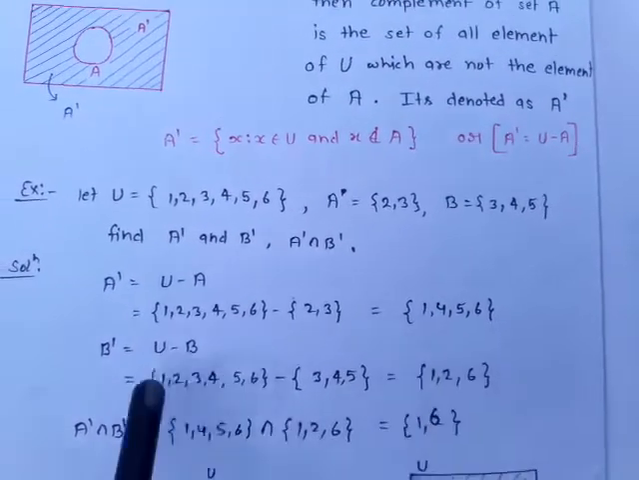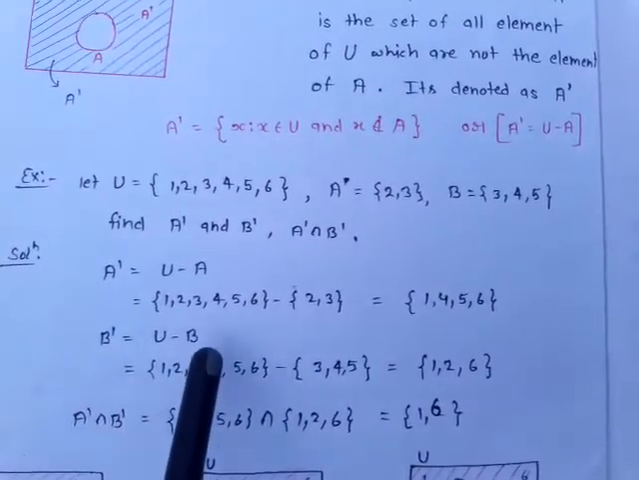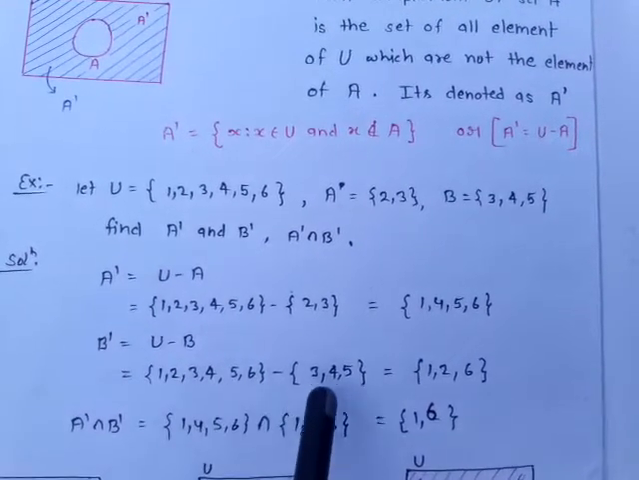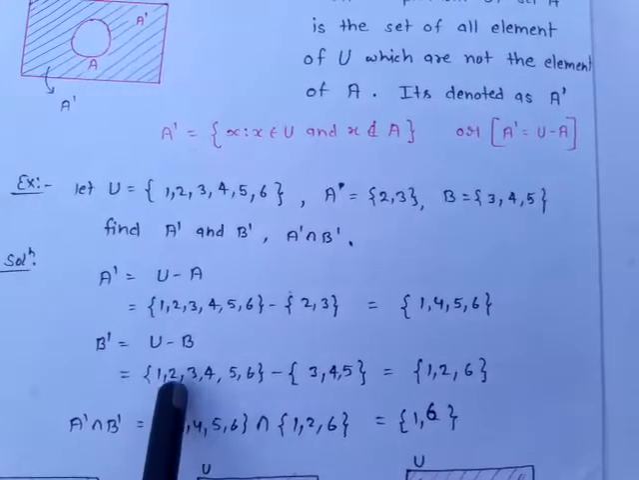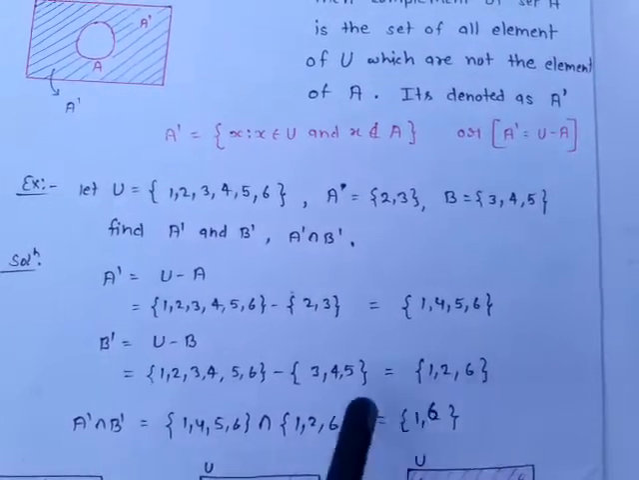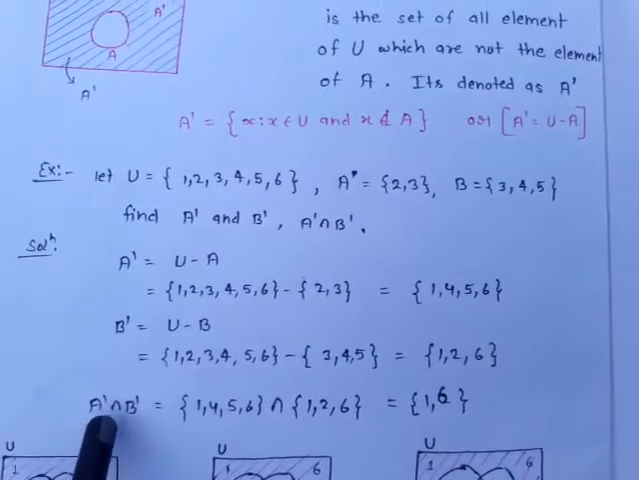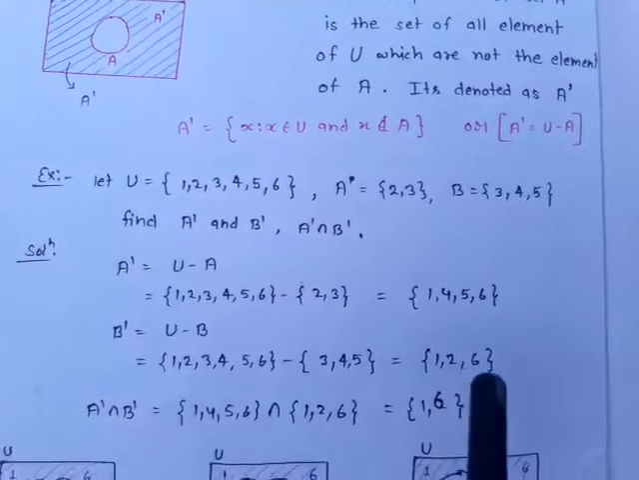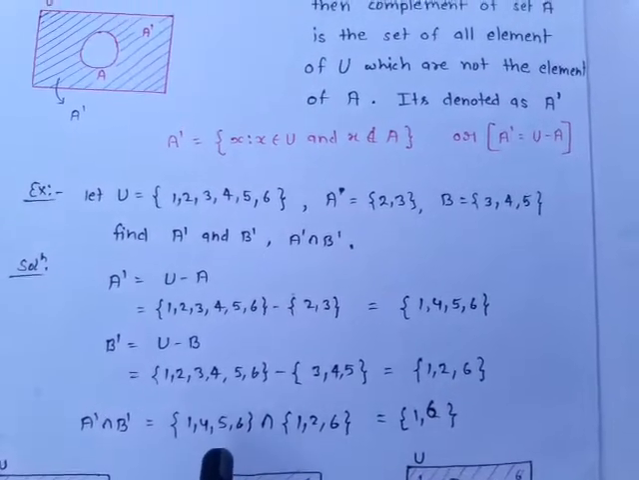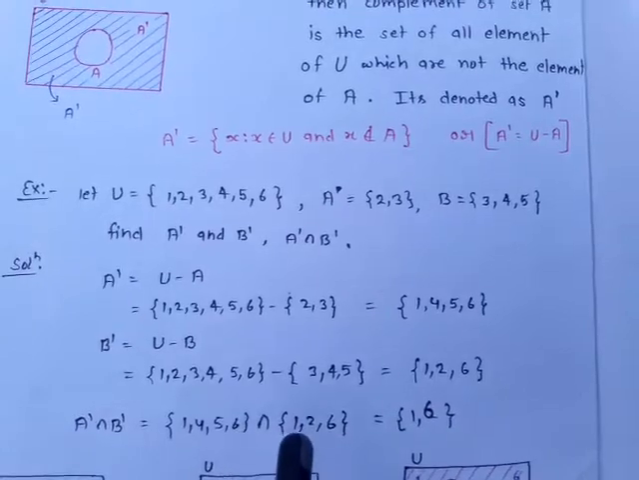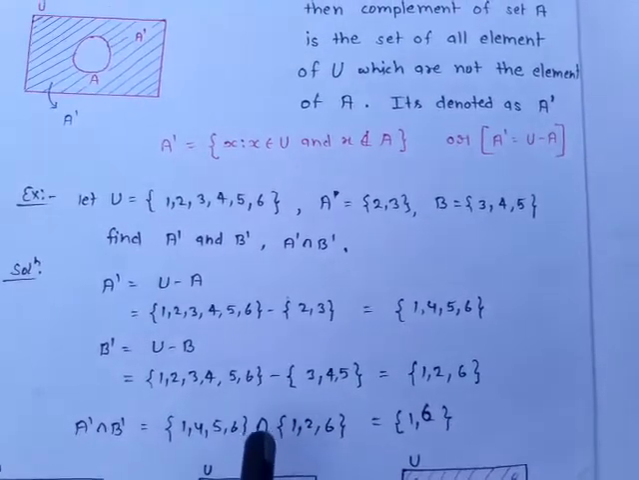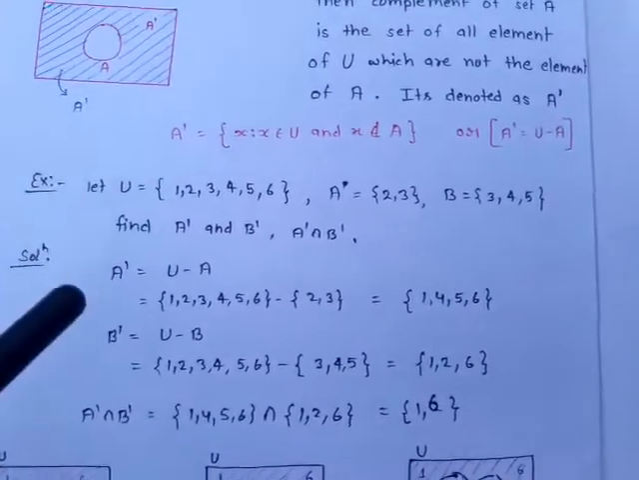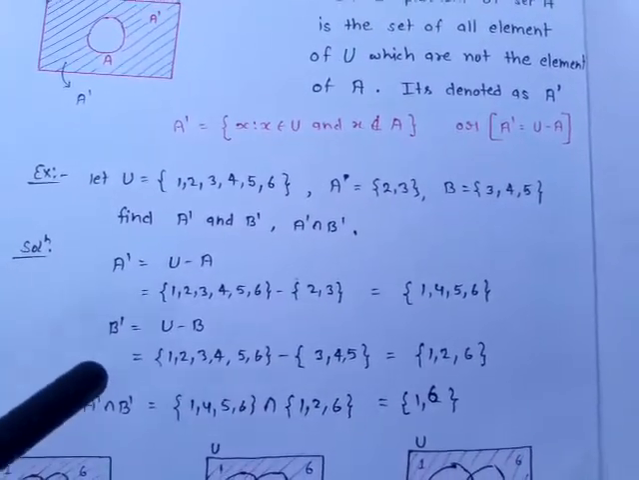This is A dash. What is B dash? B dash is equal to U minus B. This is U, this is B, and the common elements are 3, 4, 5. The remaining elements are 1, 2 and 6. This is B dash. What is A dash intersection B dash? We know A dash is this and B dash is this. Writing both, the common elements are 1 and 6. So this common portion is the intersection, which is {1, 6}.